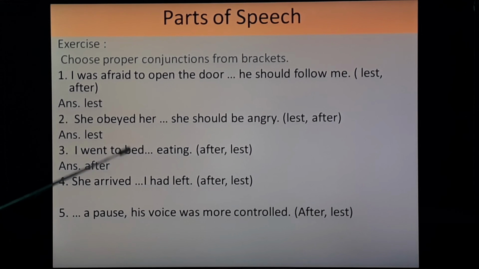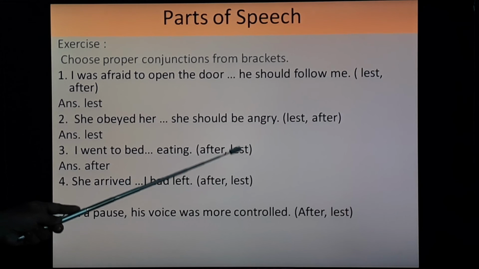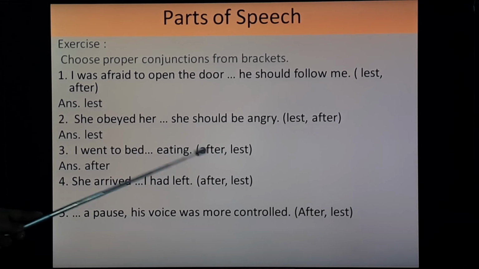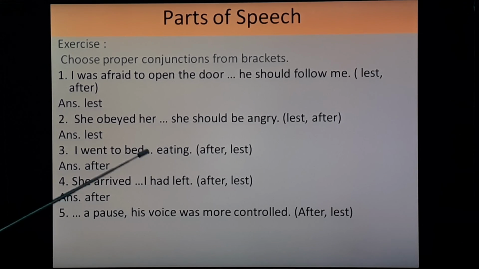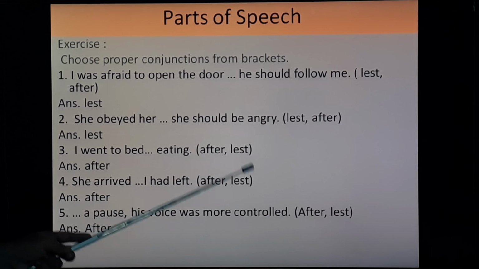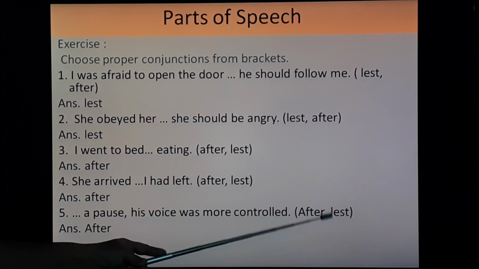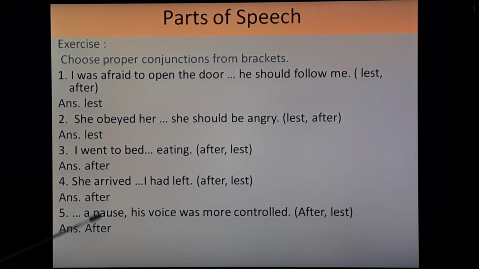I went to bed eating. So after or lest, which one will come here? So after. She arrived after I had left. Last one. After a pause, his voice was more controlled. After and lest both are given. So according to the context, according to the sentence, after is the appropriate answer.